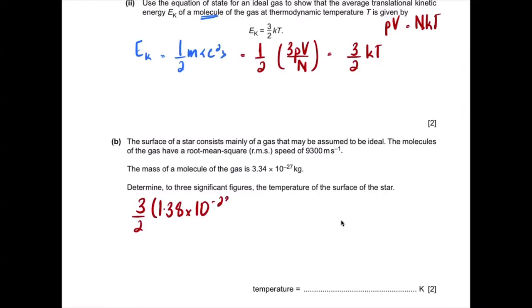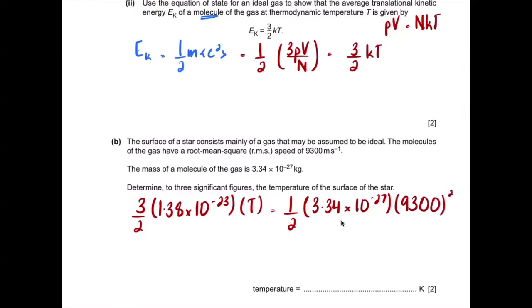And I need T, right? So T is equal to half mc squared. So half into 3.34 into 10 to the negative 27. This is the root mean square speed, so I'll have to square this. So from here you just solve, and T turns out to be 6980 Kelvin.